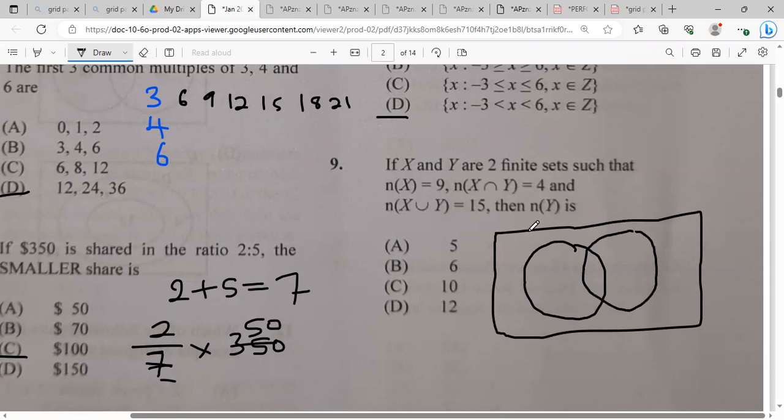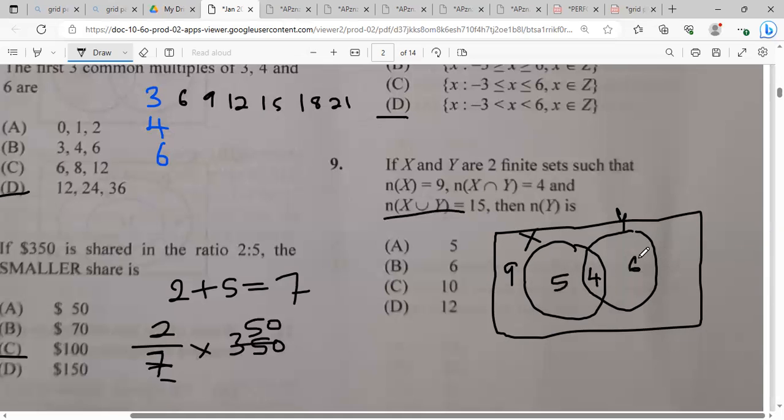So let's say x, put the x there, put your y. It says the number in x is 9, so we'll put 9 here. The intersection, we have 4. And when you combine that, it gives you 15. So 9 minus 4 gives you 5. 5 and 4 is 9. To make 15 we need 6.